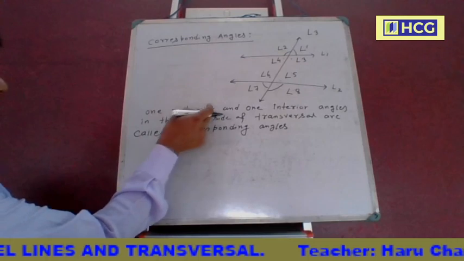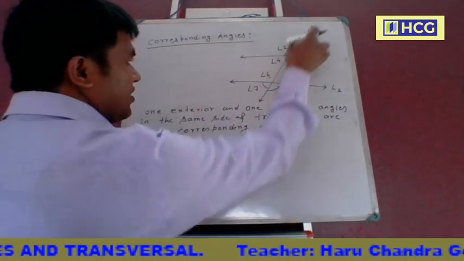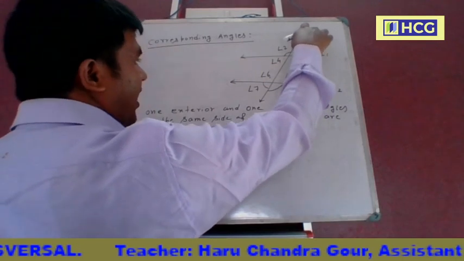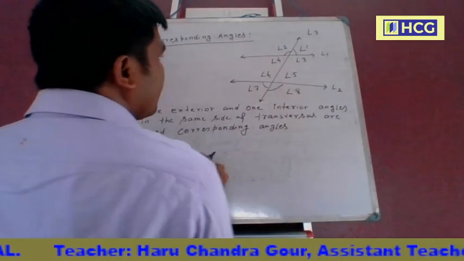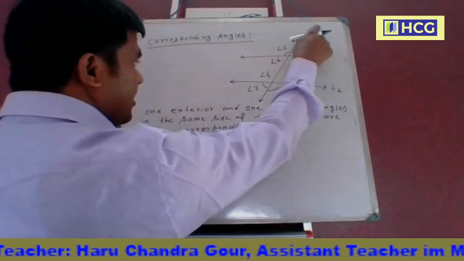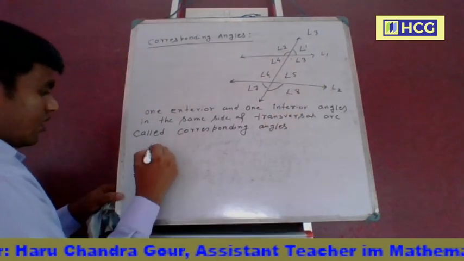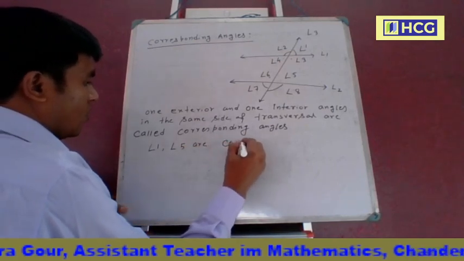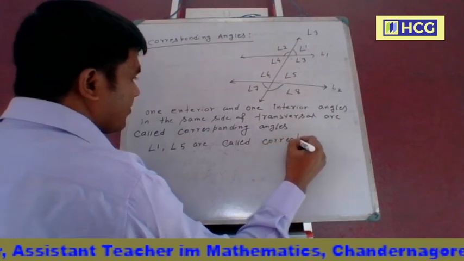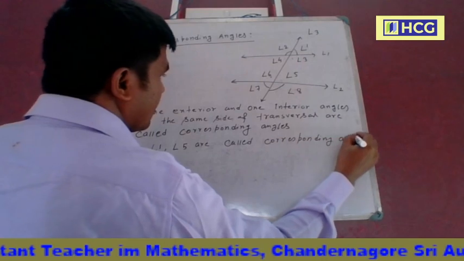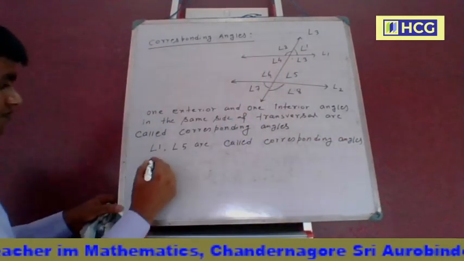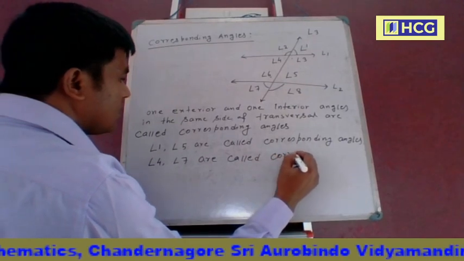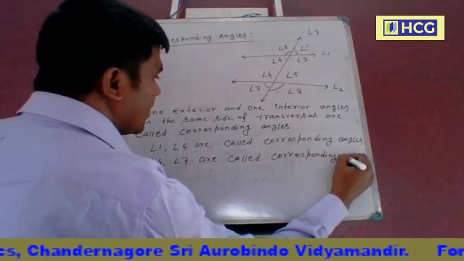Now the definition is one exterior and one interior angle on the same side of the transversal. L3 is a transversal. Now we take the right hand side. Angle 1 is the exterior angle and angle 5 is the interior angle. So angle 1 and angle 5 are called corresponding angles. Also angle 4 and angle 7 are called corresponding angles.